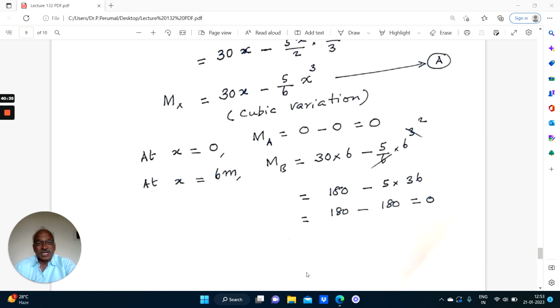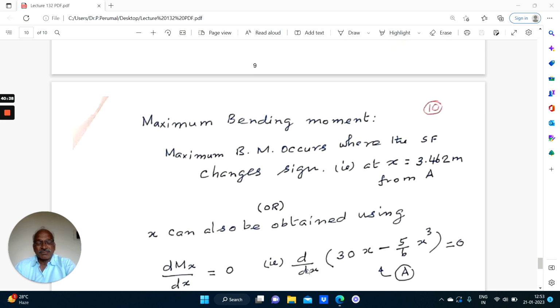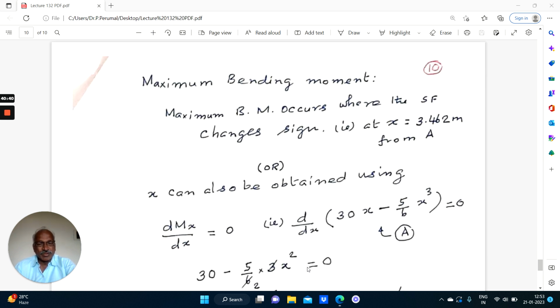Then how to plot the bending moment diagram? You have to find out the maximum bending moment. For finding out the maximum bending moment, one way is the maximum bending moment occurs where the shear force changes sign. Where the shear force changes sign, bending moment is maximum. We know that the shear force changes sign from positive to negative at 3.462 meters from the left support A.